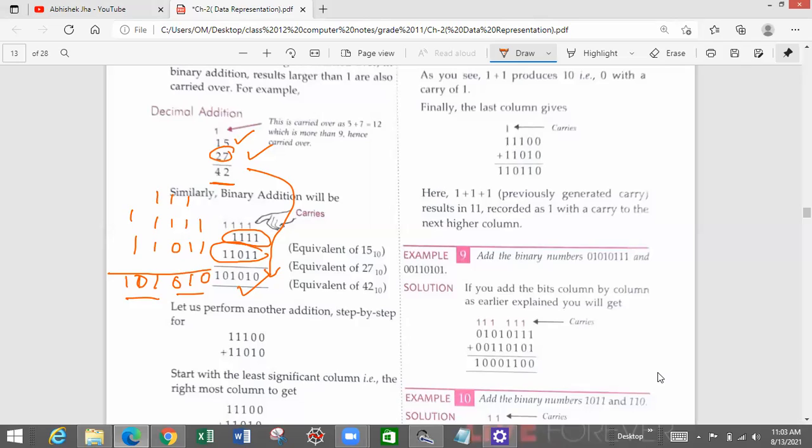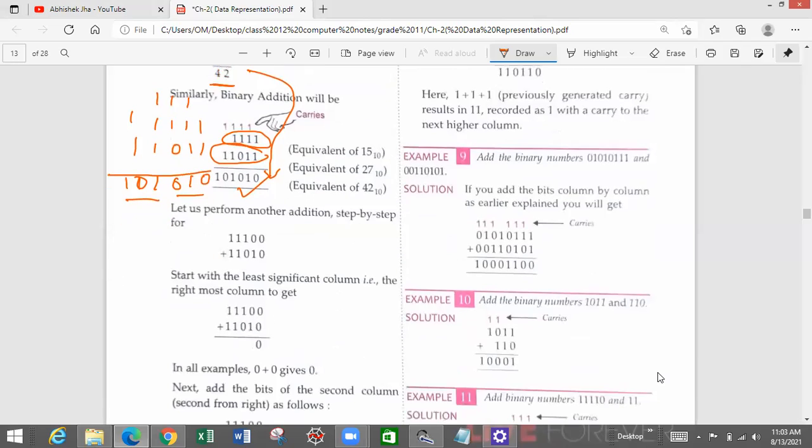Let us see few more examples. Add these binary numbers. So again, first you write the first number 0, 1, 0, 1, 0, 1, 1, 1. Second number, start from the right hand. 1, 0, 1, 0, 1, 1, 0 and 0.